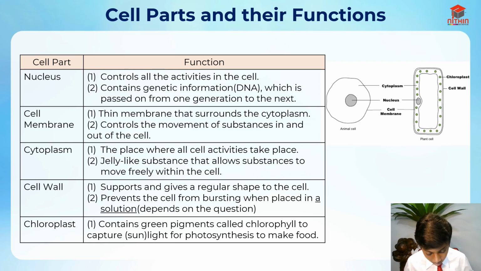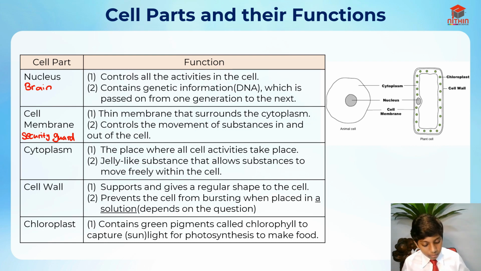We can call the nucleus the brain of the cell, right? The first function is that it controls all the activities in the cell. The second function is that it contains genetic information, which is DNA, which is passed on from one generation to the next. The cell membrane, I told you, is like the security guard. The first function is that this is a thin membrane that surrounds the cytoplasm. It controls the movement of substances in and out of the cell. That's why it's called the security guard, right?